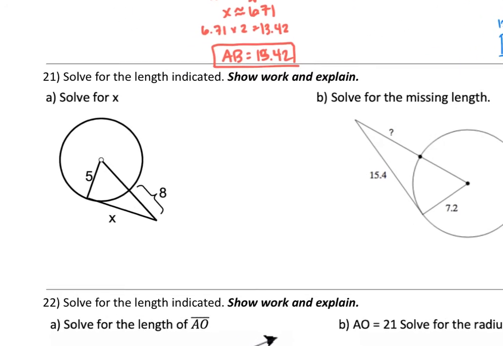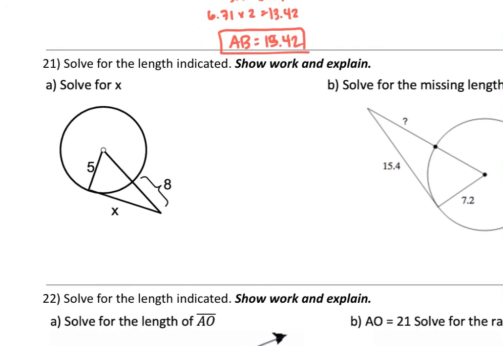All right, so now let's look at number 21. For this one, we are using the tangent to a circle theorem, which states that that is a right angle, which means that this is a right triangle, which then allows us to use Pythagorean theorem. Our hypotenuse is going to be 13, since we have to add 5 and 8. And now we're just going to use Pythagorean theorem. So 5 squared plus x squared equals 13 squared.